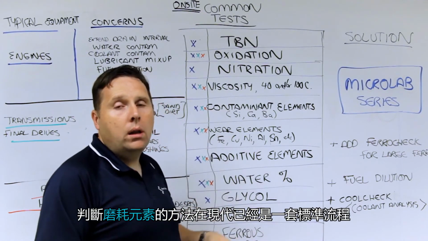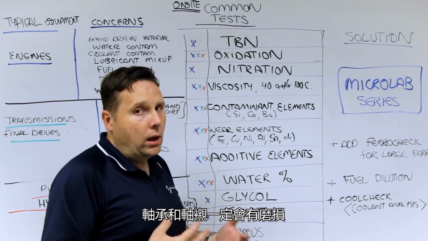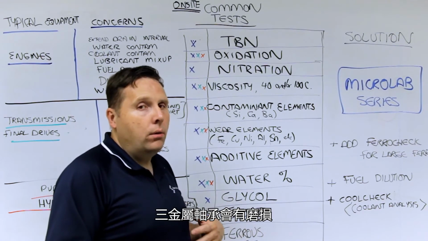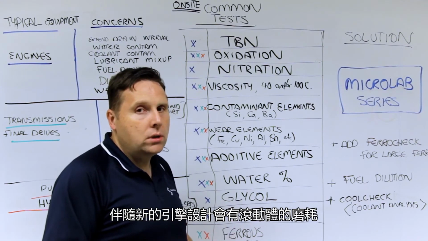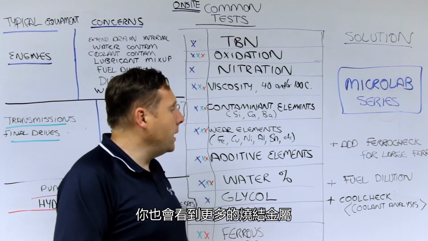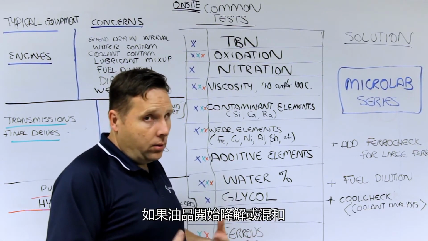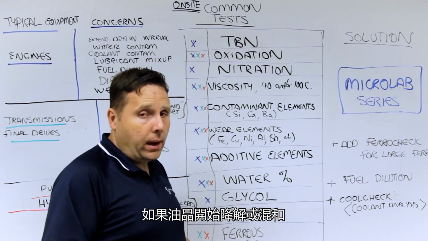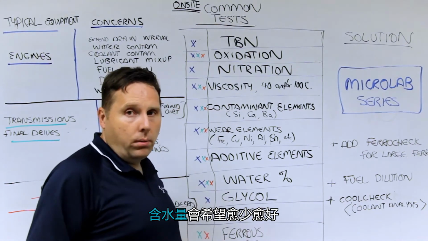Your traditional wear elements are fairly standard stuff nowadays. You're always going to get iron. You get a lot of bearing and bushing wear. You have a lot of tri-metal bearings that are occurring, roller element bearings on a lot of the new engine designs. And you're starting to see more advanced sintered metal, things like that showing up as well. Additive elements are a function of the oil. So if the oil is starting to degrade or drop out, or there's a mix-up, you want to check for that. Water content goes without saying.